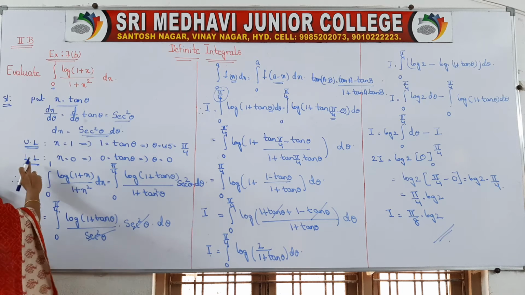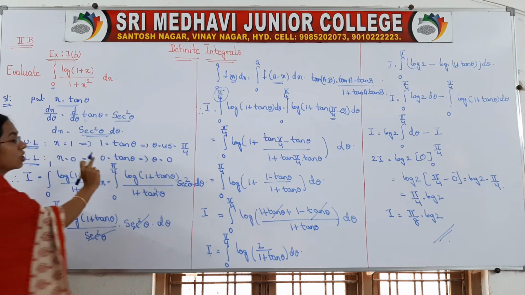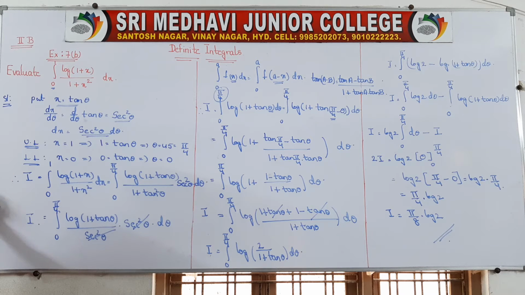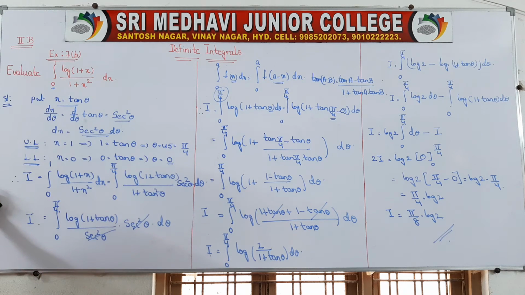Next, come to the lower limit. The lower limit is x equal to 0, right? 0 is equal to tan theta. Tan of which angle is equal to 0? It is tan 0 is 0, right? So that's why your theta is 0. So we converted the problem in terms of theta now.